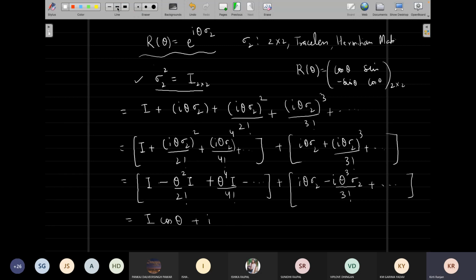So, okay, I take sigma 2 outside. You will be left with theta minus theta cubed over 3 factorial plus theta to the 5 over 5 factorial, which will be nothing but sine theta. Now, just put the matrix structure: 1, 0, 0, 1 times cos theta plus i times sigma 2. What is sigma 2? 0, minus i, i, 0, times sine theta. Can you just multiply each term with cos theta for the identity? Multiply here, it comes with sine theta and i, and see what result you are getting.